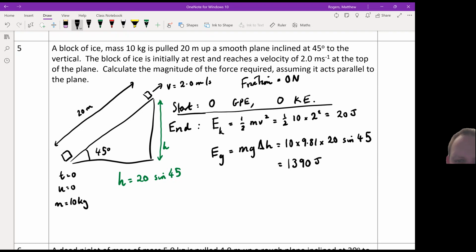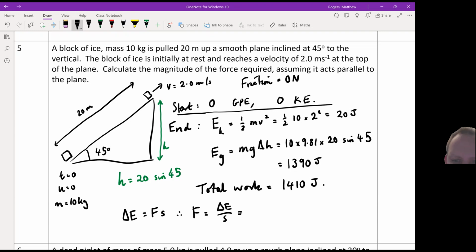So the total work done is 1,390 plus 20, so 1,410 joules. And therefore we can say, since the work done is equal to the force multiplied by the distance, that the force should equal the work done over the distance. So that is 1,410 divided by 20, which comes out as 70.5. So we're going to label it as 71 newtons.